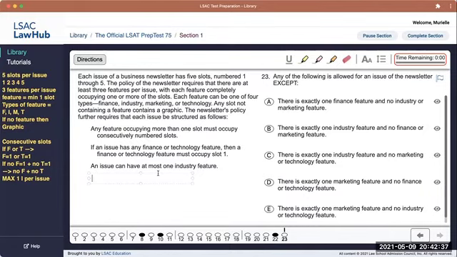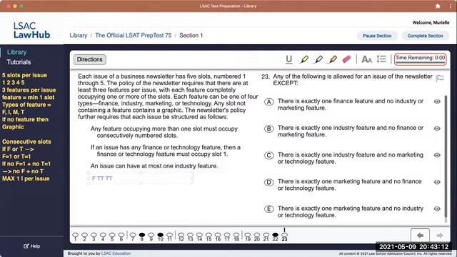But that's one way that you could attack this question type, right? It's just to eliminate the things that are possible and to discover what's possible by trying it, trying to make it work. So for A, there's exactly one finance feature and no industry or marketing feature. Let's see if we can make that work. Well, one finance feature, and then we could have a technology feature that occupies two slots and another technology feature that occupies two slots. No problem with that.